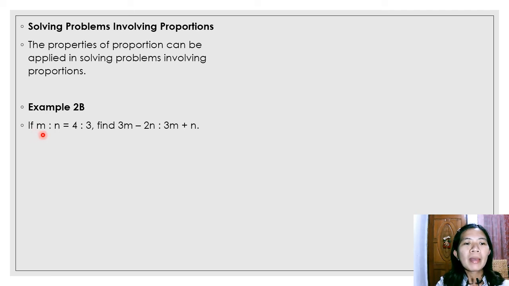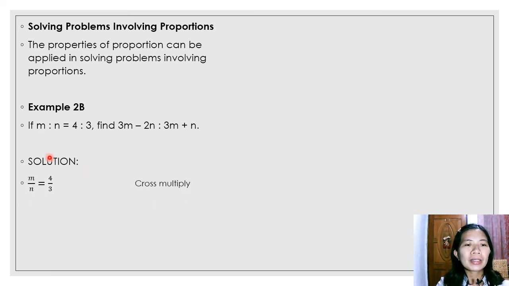If m is to n equals 4 is to 3, find 3m minus 2n is to 3m plus n. Okay, so this is what we are going to find given this. Now, if we look at it, how am I going to solve for this? So let's find out the solution.